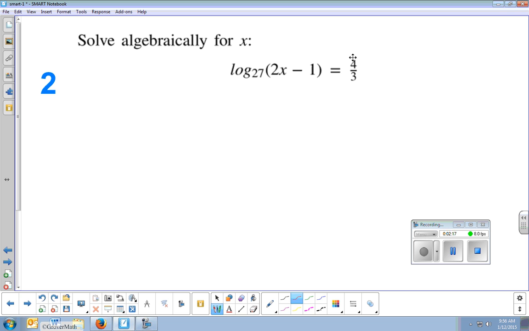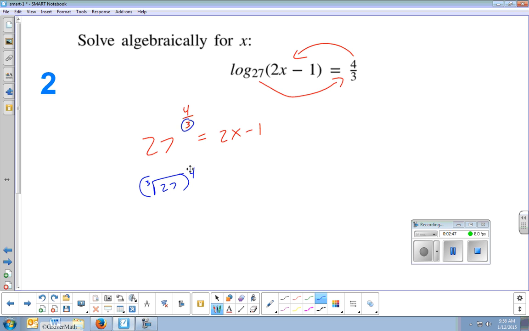So solve algebraically. Again, I have a single log equal to a number, so I'm going to do a simple conversion. This raised to this equals this. So that is 27 to the 4 thirds equals 2x minus 1. I can simplify 27 to the 4 thirds. That can be done with a calculator, fine, but we don't need it. The bottom means cube root, so it's the cube root of 27, which is 3, and that to the 4th power, and I know that 3 to the 4th equals 81. So 81 equals 2x minus 1.